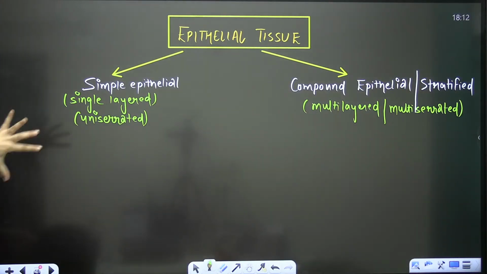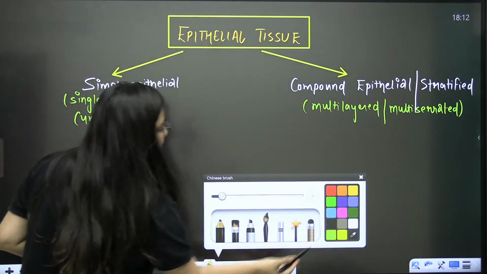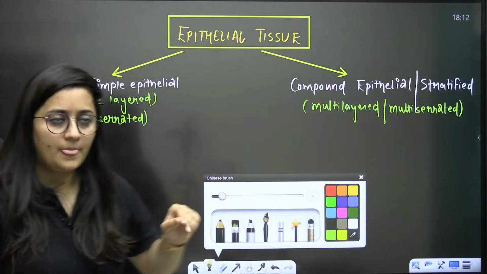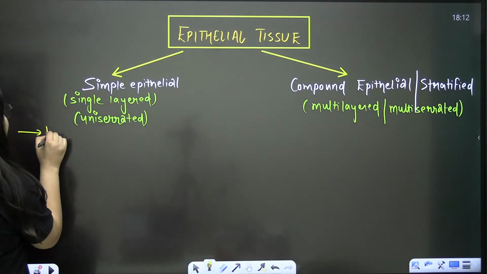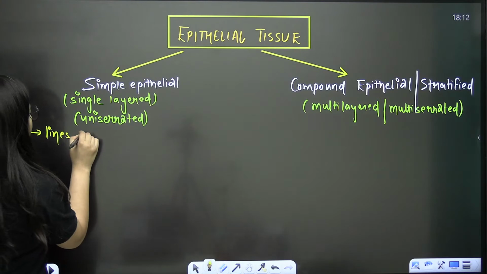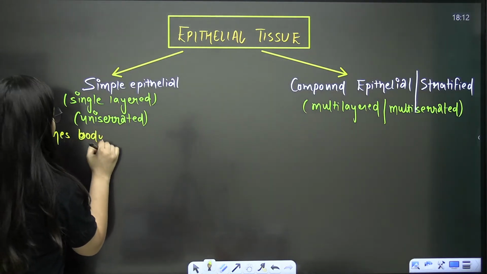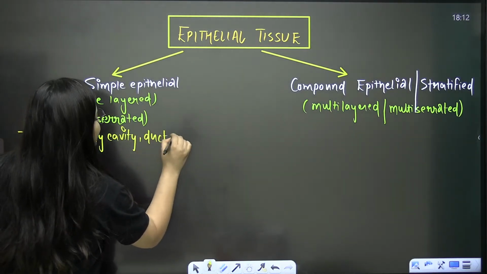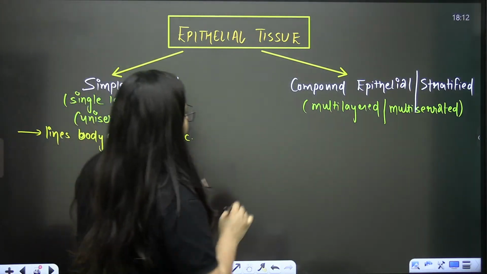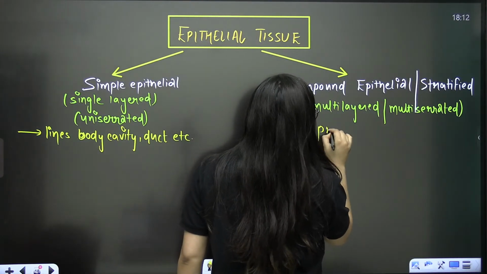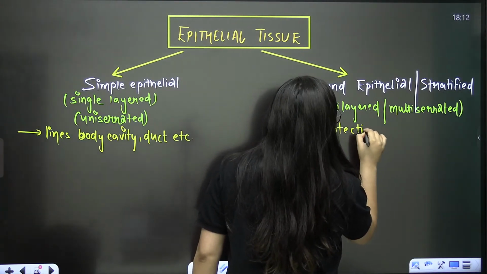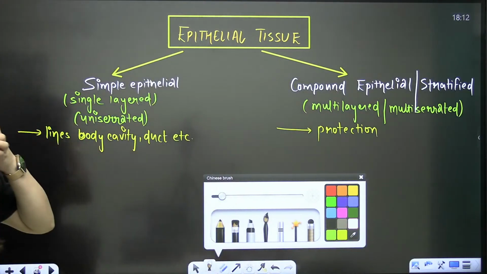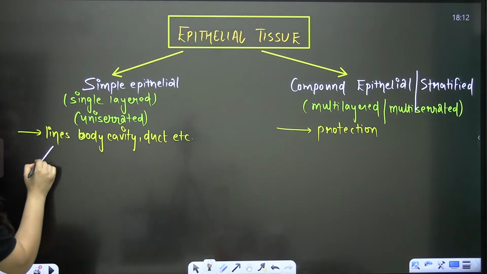So now it is single layered, so obviously it will act like a covering which will help in the diffusion. You can say that it lines the body cavities, ducts, etc. And here, because it is multi-layered, it is going to provide the protection. So now in the simple epithelial tissue, we need to classify it.